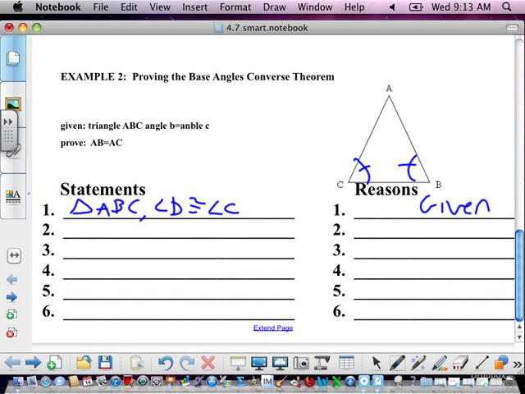Okay, and then Derek said, let's bisect it again to make two triangles. So I'm going to make this down here D. I'm going to make it so that AD bisects the angle so that these two angles are congruent to each other. So I'm going to make angle CAD congruent to angle BAD by drawing a bisector.